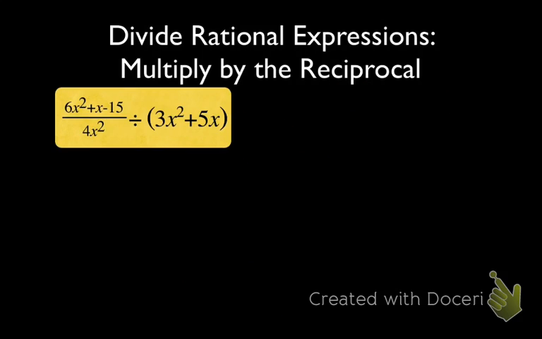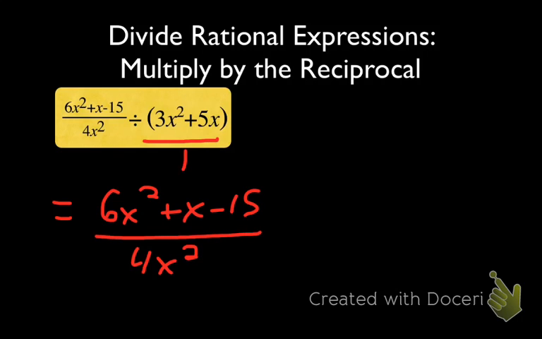I'm going to write this over 1, and it becomes a fraction. And I just learned in the last slide that that's the same as multiplying by the reciprocal, or flipping it and multiplying. So this actually becomes 6x squared plus x minus 15 divided by 4x squared, times 1 over 3x squared plus 5x. So that's the setup for this one. I'm not going to take the time to finish this one, but that's how you should start. And then we approach it the same way: factor it and cancel.